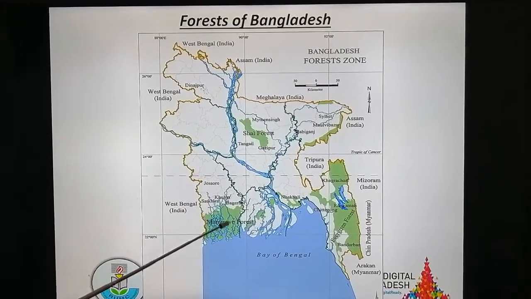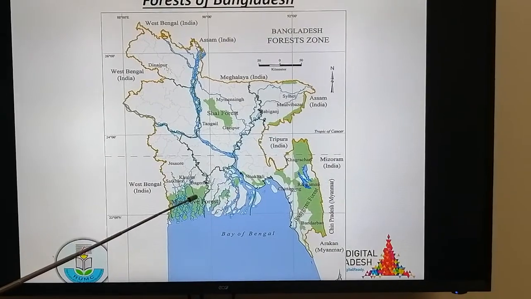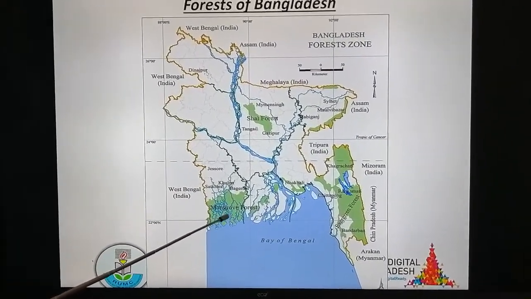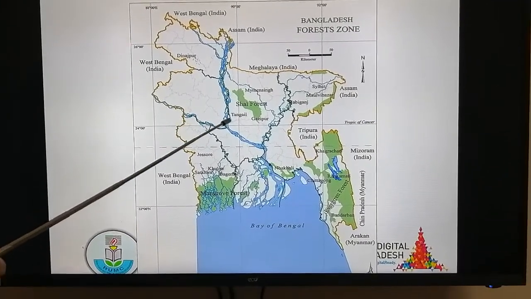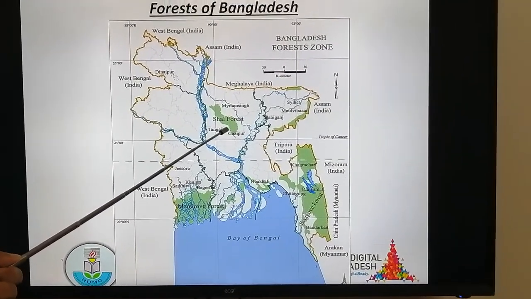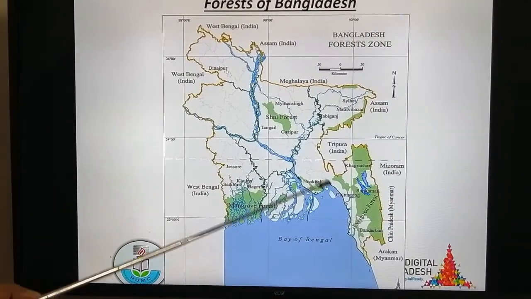Mangrove forest can be found in coastal regions of Khulna, Satkhira, Barguna, Bagerhat, etc. And Shal forest can be found near Dhaka under Gazipur district, Mymensingh district, and Comilla district.